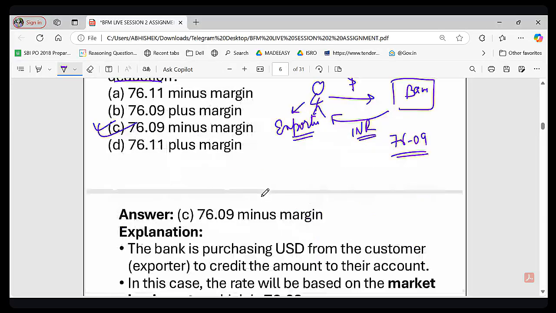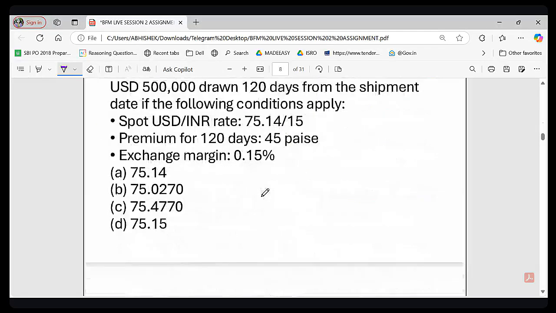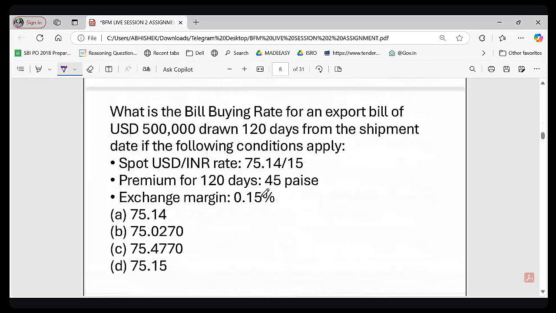So this is the explanation part, as you can see. So this is our next question. This one is a bit detailed, so stay with me and we will break it down together. The question is, what is the bill buying rate for an export bill of US dollar 5 lakh drawn 120 days from the shipment day if the following conditions apply? Spot USD per INR rate is 75.14/15. Premium for 120 days is 45 paisa.